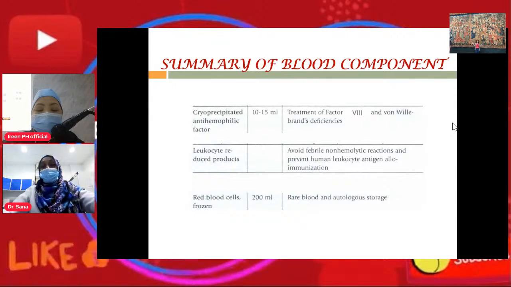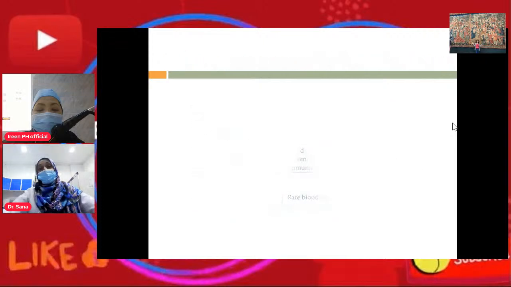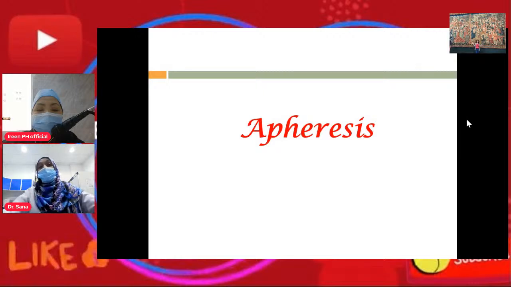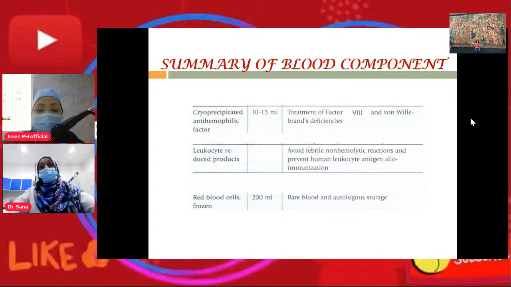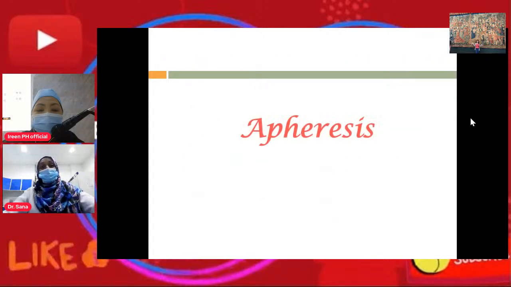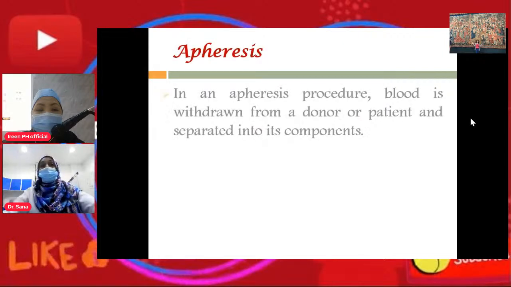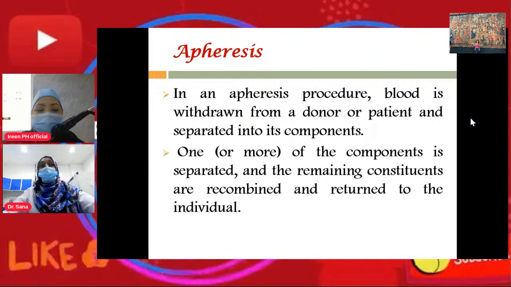Red blood cell frozen, autologous, this is a type of donation. The patient donates his blood, and after he needs it, his or her own blood is transfused back. Okay, this is the autologous. Apheresis. Briefly, we will talk about apheresis. In an apheresis procedure, blood is withdrawn from the donor or patient and separated into components by machine.